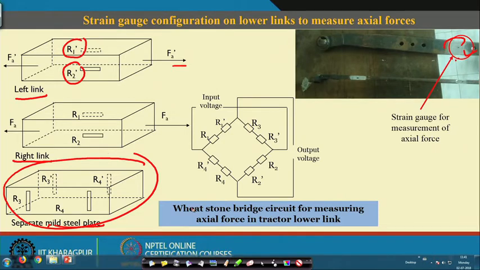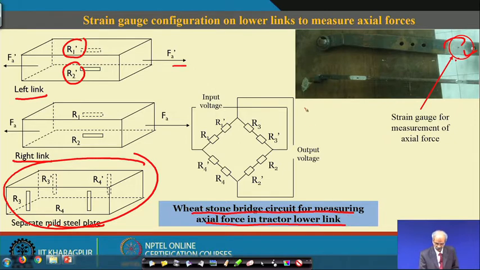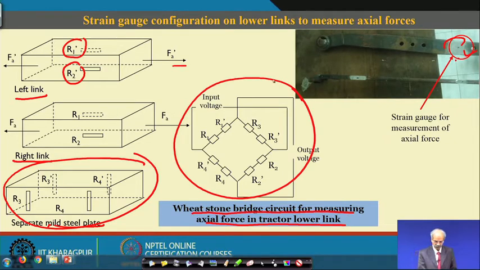Now, how are they connected in the circuit? You must have heard about the Wheatstone bridge circuit for measurement of axial force in the tractor link. This is the Wheatstone bridge, and these are the locations where the different resistances are fixed. The output voltage is connected over here and the input voltage is connected over here. You might have learned about the Wheatstone bridge, and that is where we are taking it from, connecting our strain gauges so that we get the output and the values of the strains coming onto the strain gauges as they are connected onto the links.